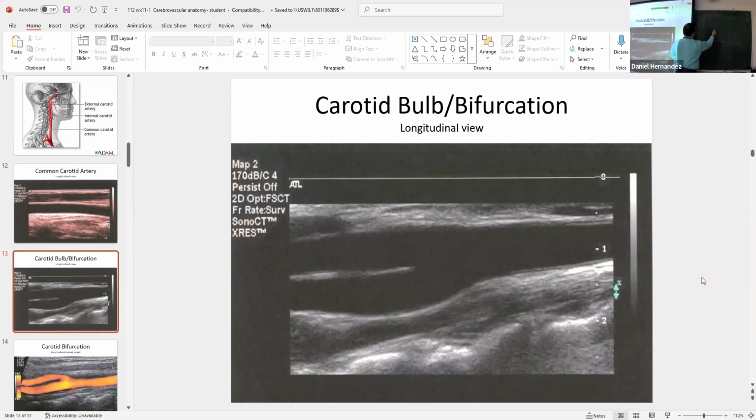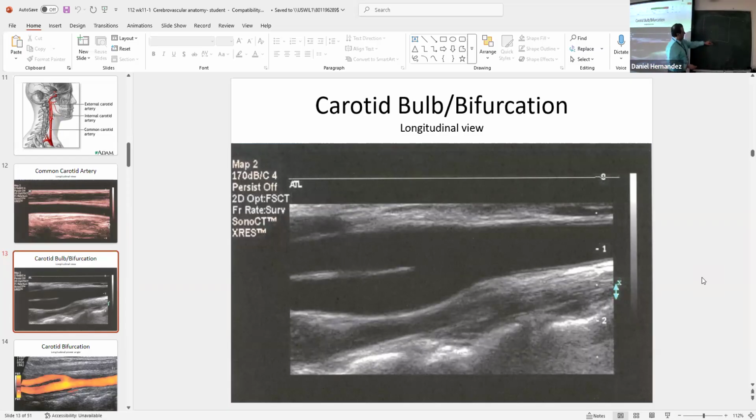That's our jugular vein. The carotid artery is going to be deeper. So the common carotid artery should be a nice round circle, posterior to the jugular vein, or deeper to the jugular vein. As we start coming up, it starts to get a little bit larger and bulge. That's going to be our bulb.